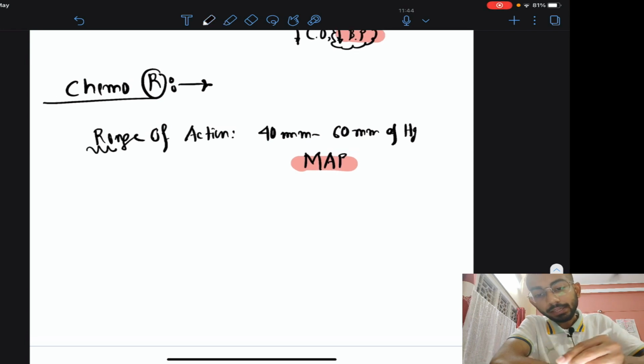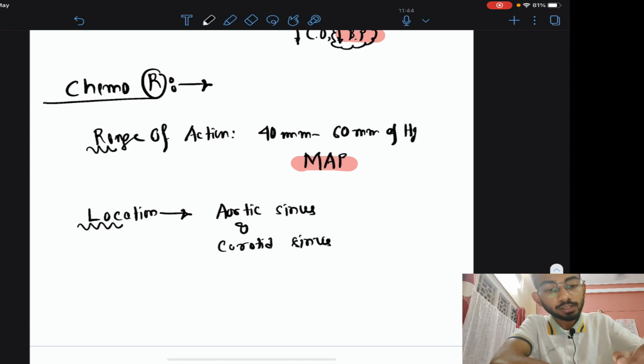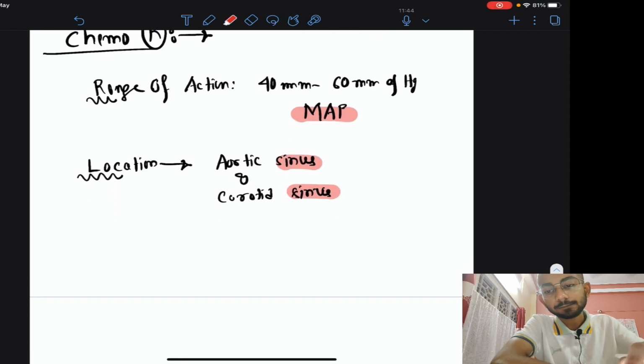Okay. Now again, talking about location, the location also varies slightly. The location is present in the aortic body, not aortic body, aortic sinus actually. Aortic sinus and carotid sinus. The earlier one was present at what body? That is, the baroreceptors were present in the body and the chemoreceptors are present in the sinus, guys.